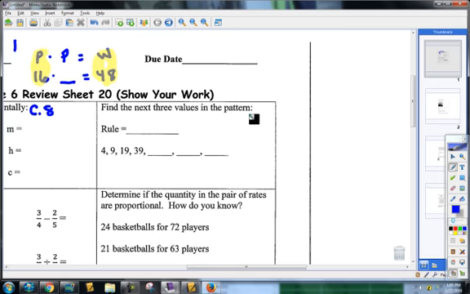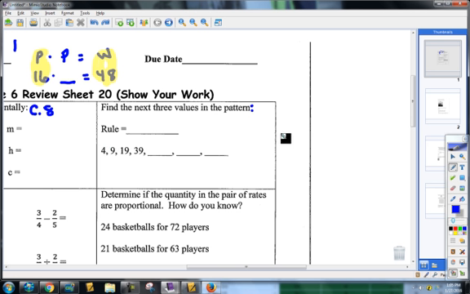Here, these are pattern questions. You've been seeing these a long time in elementary school. This would be an elementary type of question. You probably remember them. You just got to figure out what the rule is. Always start basic. For instance, when I first looked at this, the first thing I tried was plus 5, because 4 plus 5 is 9, but 9 plus 5 is not 19. So you can't multiply by any whole number to get from 4 to 9.